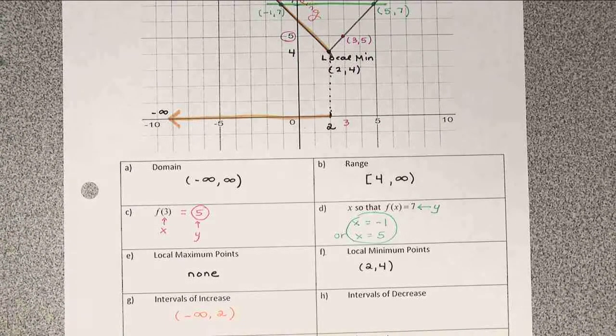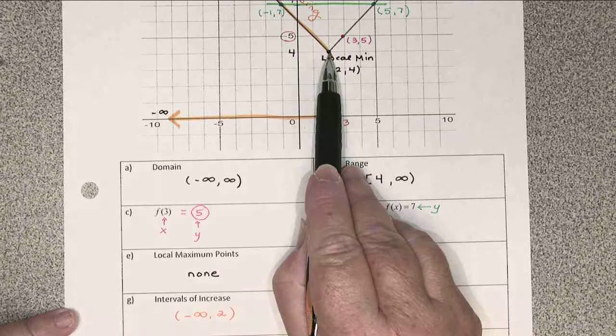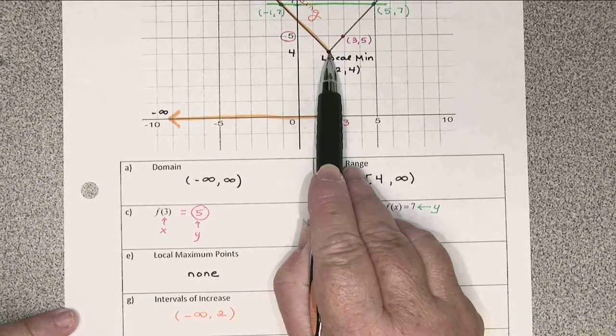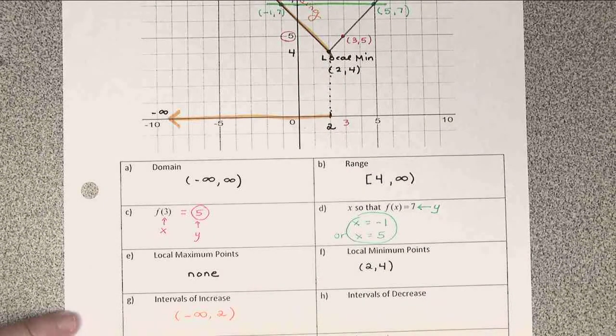With an interval of increase or decrease, we always use parentheses, never brackets, because right at x equal 2, the graph's not really falling or rising. It's kind of switching between the two. So we don't include the 2.